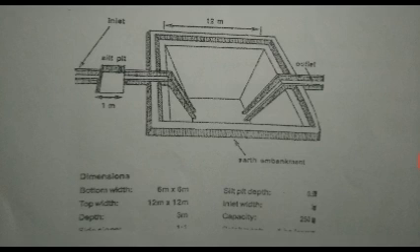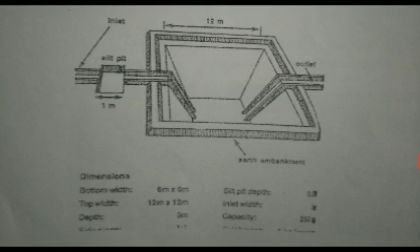In farm ponds, a farm pond is a large hole dug out in the earth, usually square or rectangular in shape. Look at the screen. The diagram shows the farm pond. This farm pond harvests rainwater and stores it for future use. It has an inlet to regulate inflow and an outlet to discharge excess water.